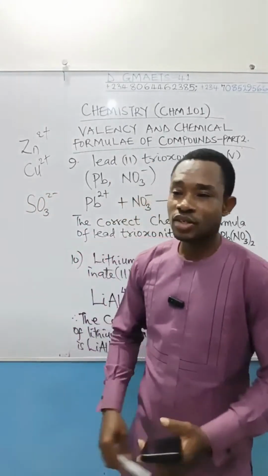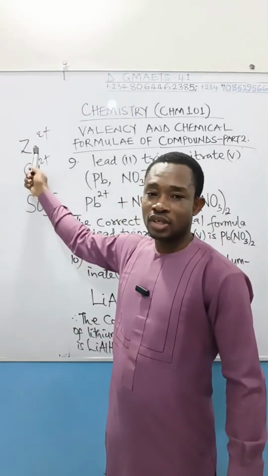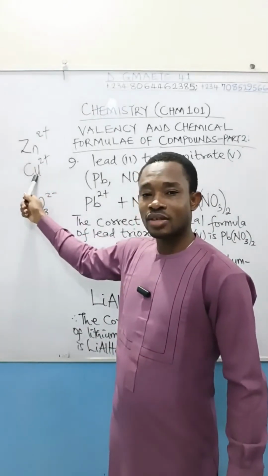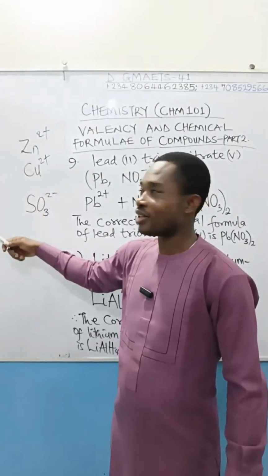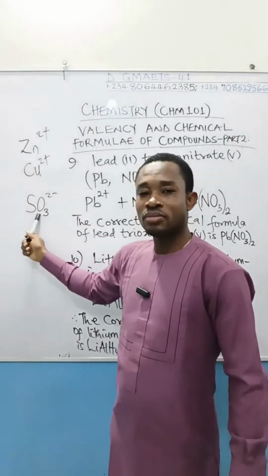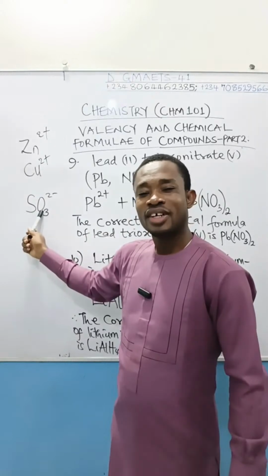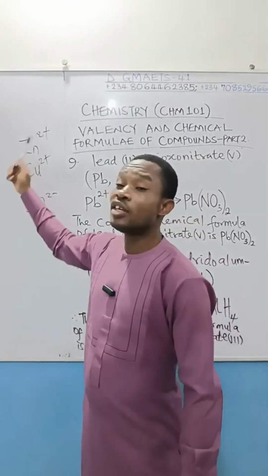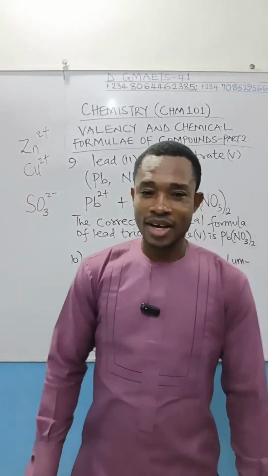So what have I said so far? Zinc tetraoxosulphate 6, write the correct chemical formula. Copper tetraoxosulphate 6, write the correct chemical formula. And then sodium trioxosulphate 4, write the correct chemical formula. I've given you the keys you need to guide you. All right?